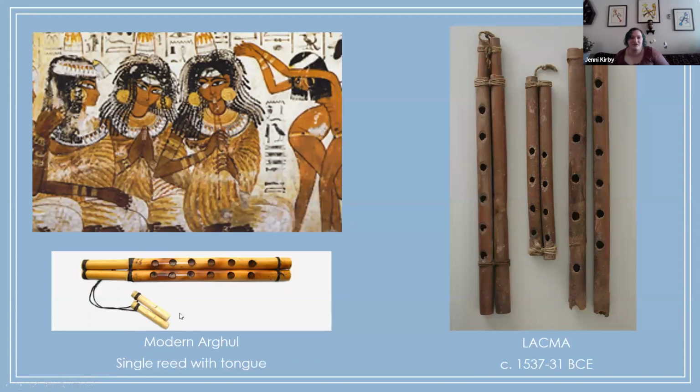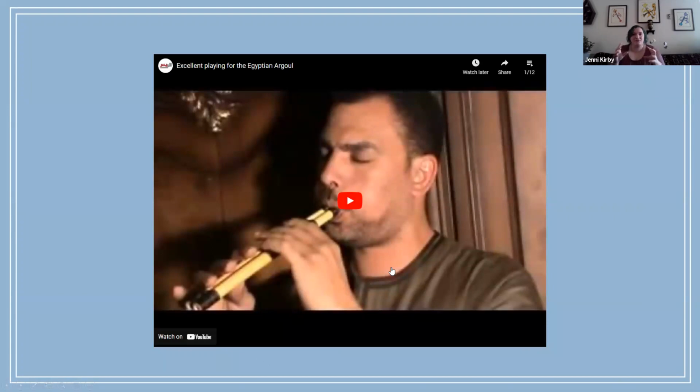I'm not sure if you can see it too well here, but basically you take your round tube of cane and you create a little notch in it to create a little tongue that's going to flap out. Then you scrape it, and it functions kind of like a clarinet reed up against the hole of that tube. Because it's kind of hard to wrap your brain around, okay, he's got two pipes and he's got two reeds in his mouth, here's somebody playing the modern argool, so you can get a feel for how this instrument might have been played and might have sounded.